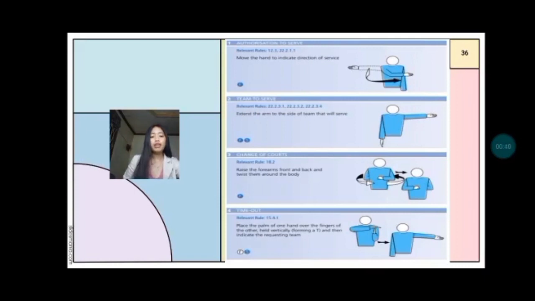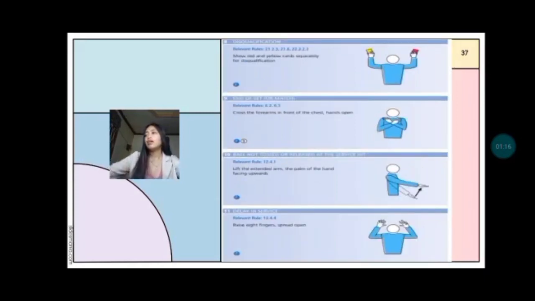And the third one is change of court. Change team position to other court, or raise the forearm in front of and behind the body and twist them around the body. The fourth one is timeout. Timeout is when a team discusses their strategy with the coach. Each team shall be permitted 1 timeout per game. Place the palm of one hand over the fingers of the other, held vertically or forming a T, and then indicate the requesting team.